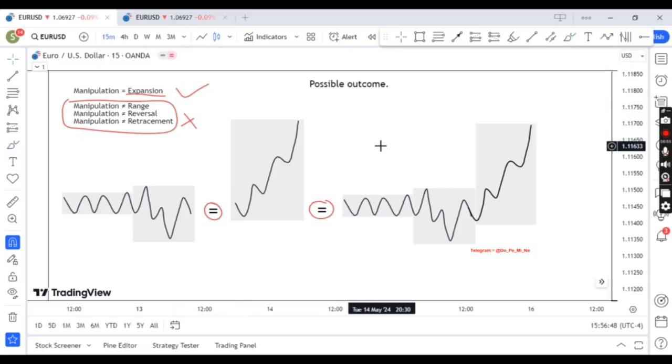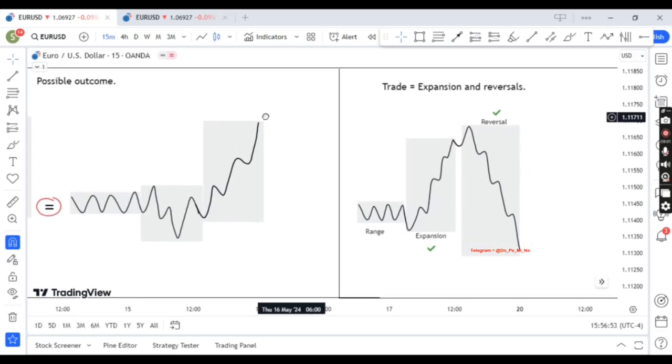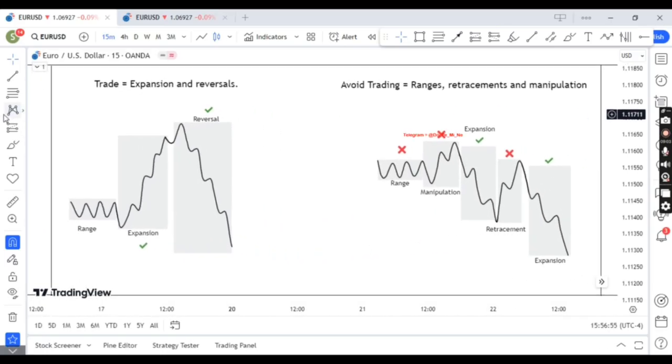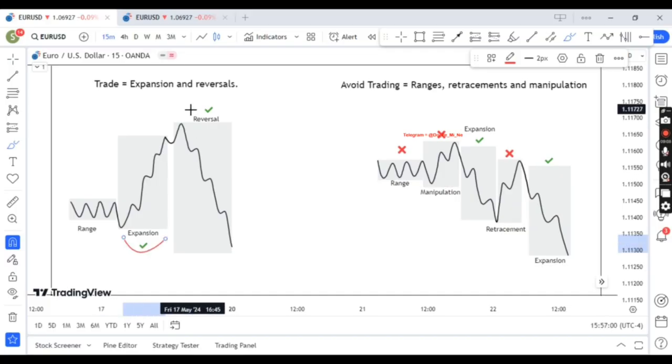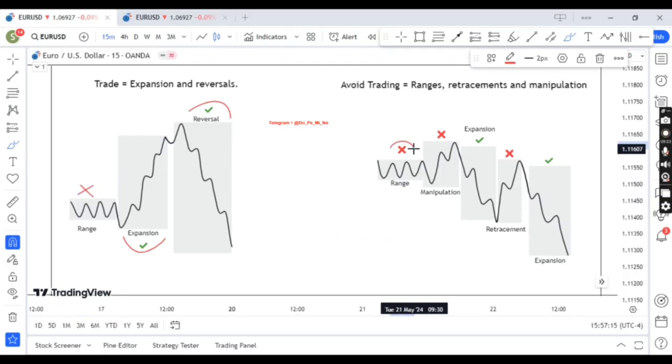Now, another important thing about market profiles is that generally you would want to avoid ranging, retracement, and manipulation profiles and only take part in expansion and reversal profiles. Those are the only two profiles which most, if not all, of you should particularly focus on, and you should avoid trading the rest of the profiles. Now, for advanced traders, you can trade the manipulation profile too, but for now, for our betterment and improvement, we're going to avoid the manipulation profile and only trade expansions and reversals.